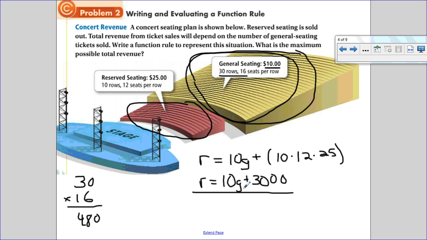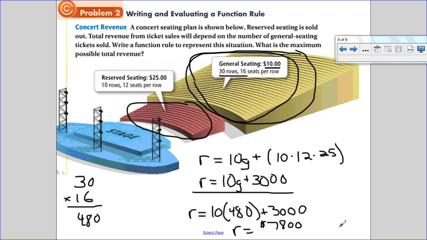So if we sold 480 general admission seats, 10 times 480, plus the $3,000 that was already made from the reserved, that comes out to be this 4,800 plus 3,000. The most we could possibly make would be $7,800.